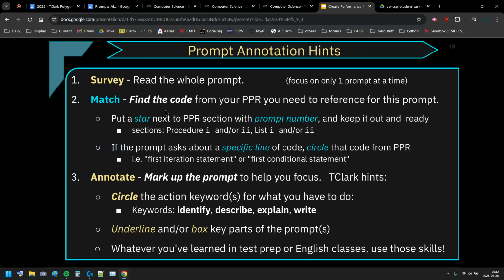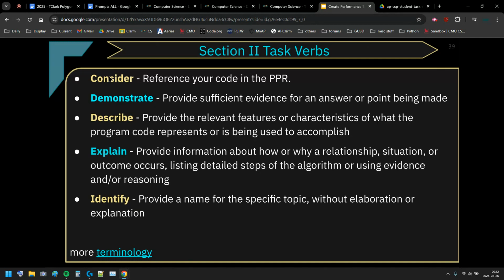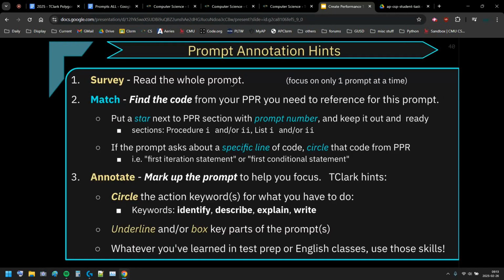Before you do anything, maybe match the code. So if it says to consider your program or your procedure in P1, get your procedure ready, your paper on your table, get that ready. You only want to look at the procedure code. So if it's saying consider the procedure 1, P1, only look at that code. Don't look at the rest of the code in your PPR.